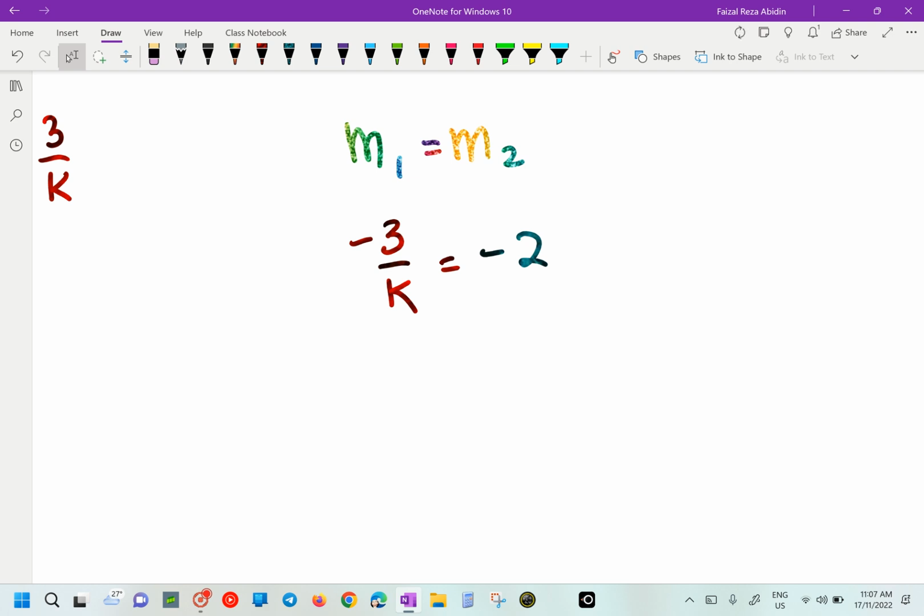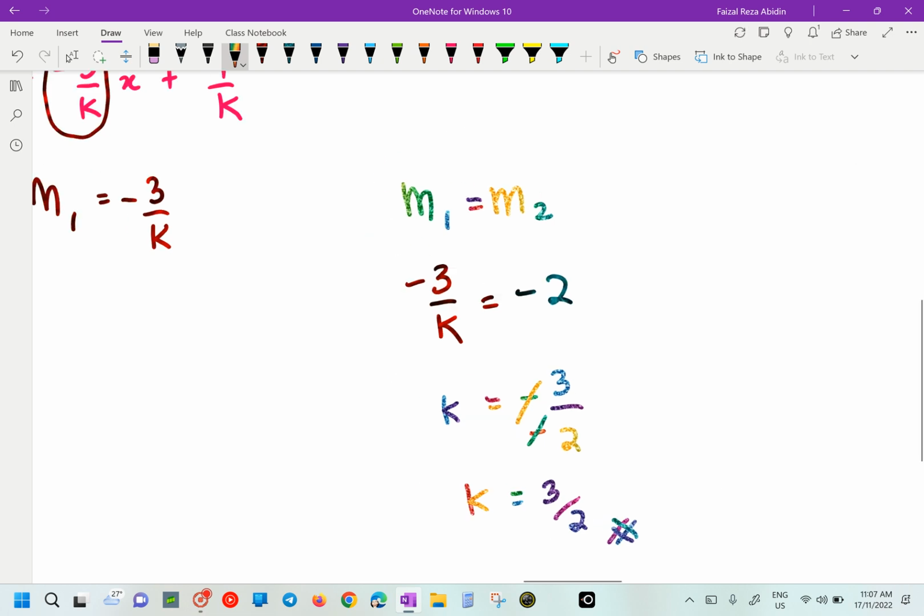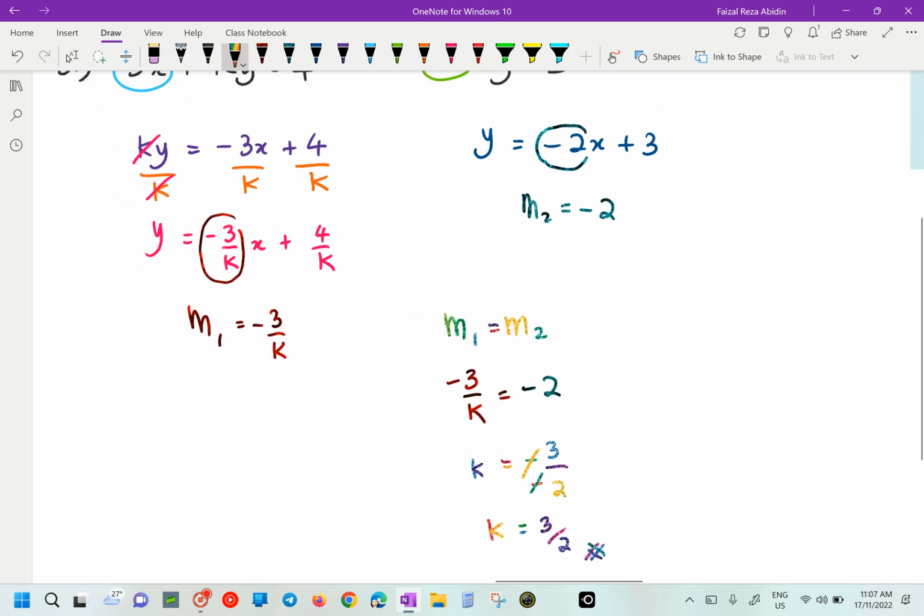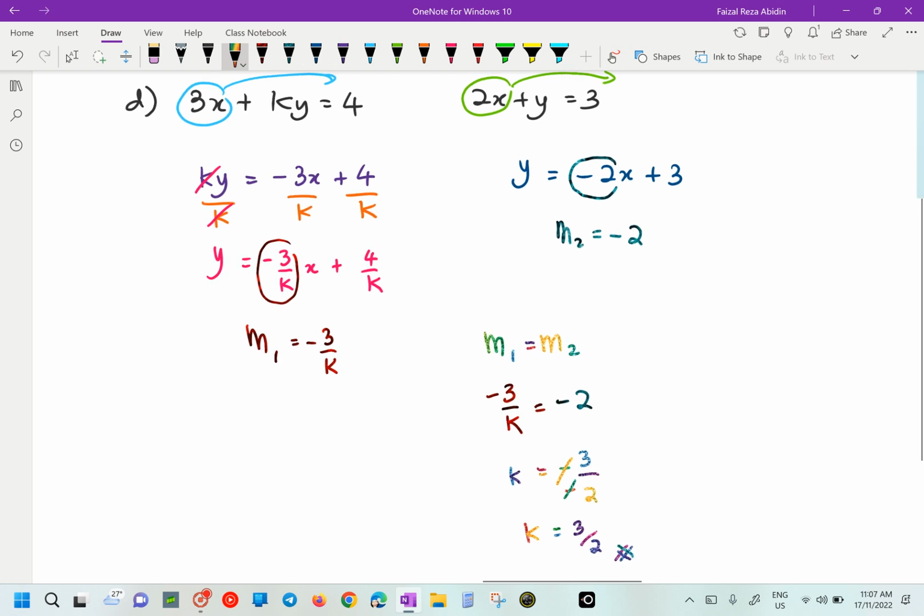Cross. Change place only, right? So we are going to have over here what? K equals to negative 3 over negative 2, isn't it? So negative finish. So your K here is going to be 3 over 2. That's going to be your value, answer. The value of our K. Can, girls?